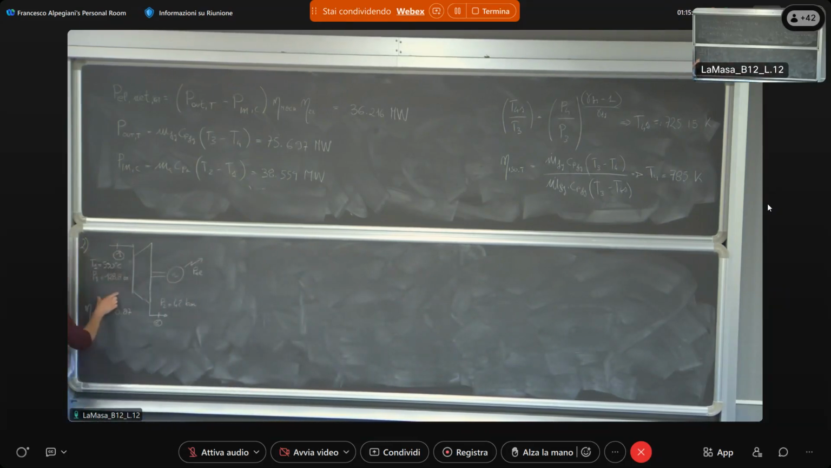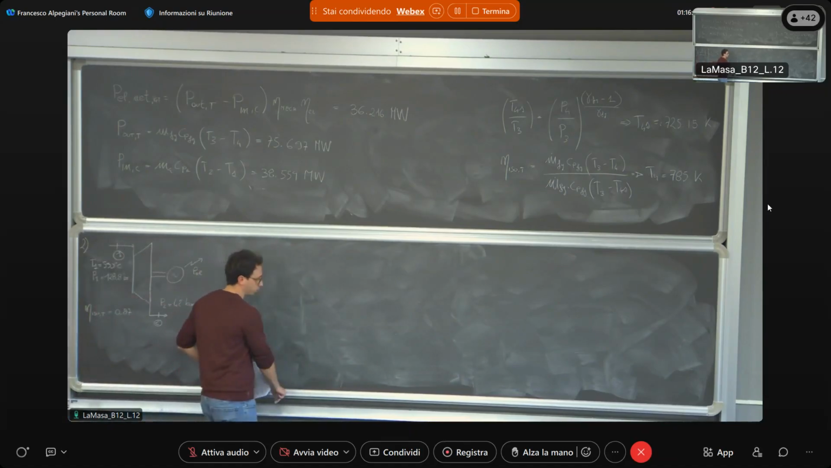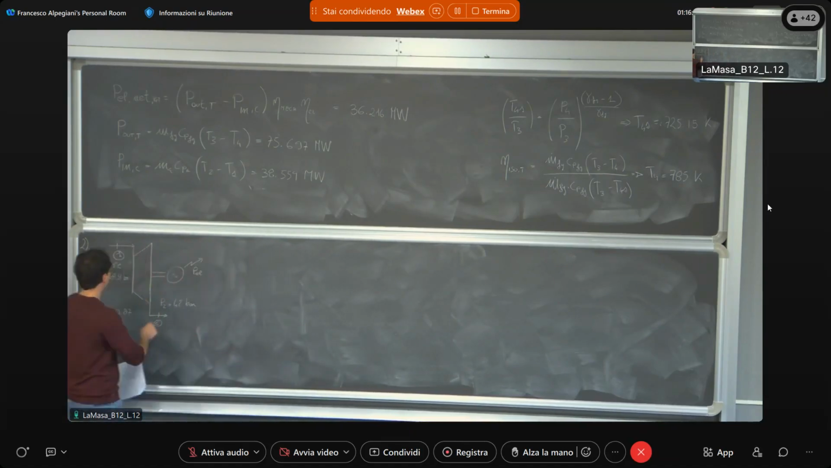Only in the case of a fluid which is in phase transition do we need one property. Instead, for superheated steam, we need two properties to define the others. Since at the inlet of the steam turbine we have two properties, temperature and pressure, we can derive all the other thermodynamic properties.